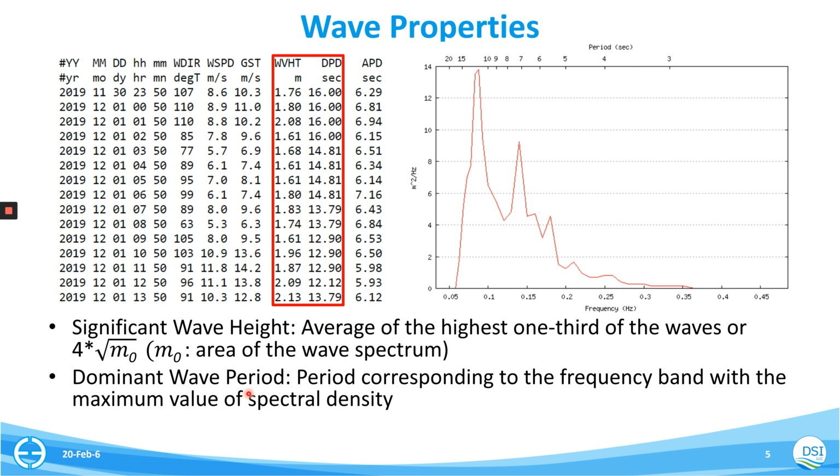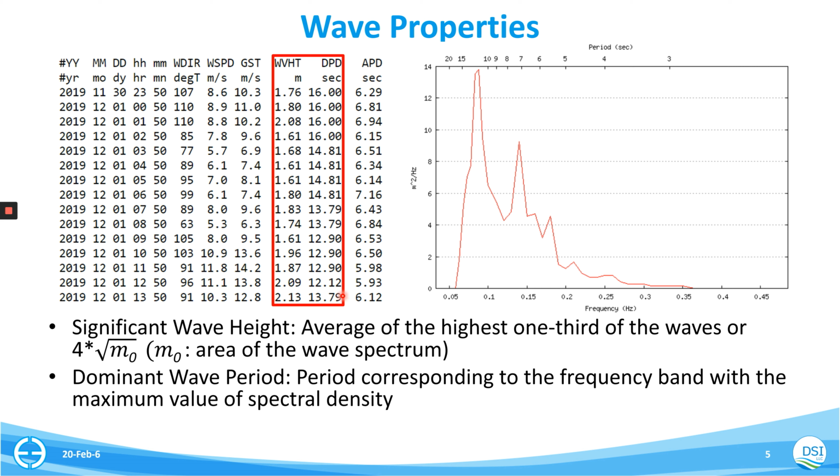When you look at the second column here, the dominant wave period, it means the period corresponding to the frequency band with the maximum value of spectral density, which should be this frequency that you can see here. So that's how those most important wave properties are recorded for this data set.